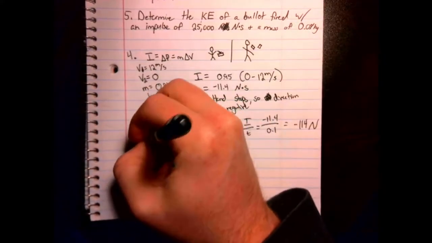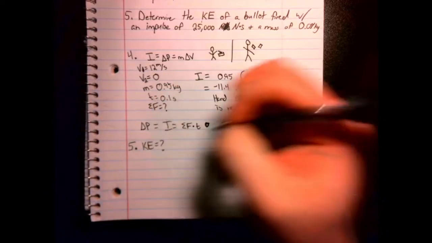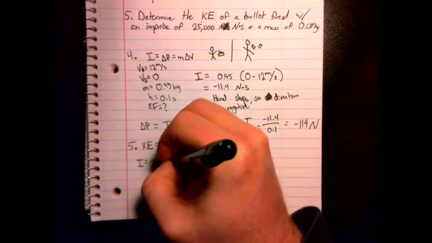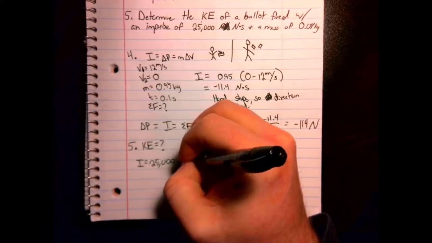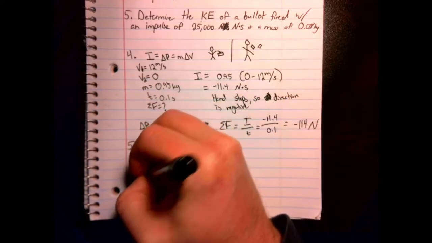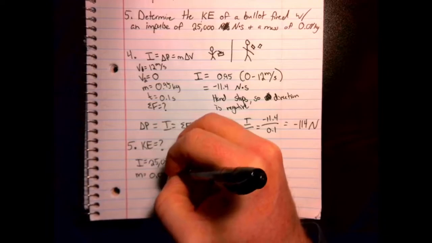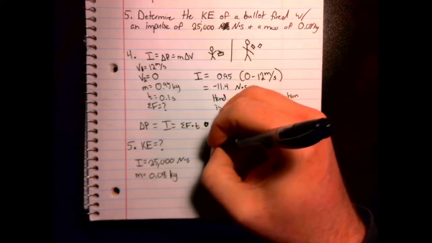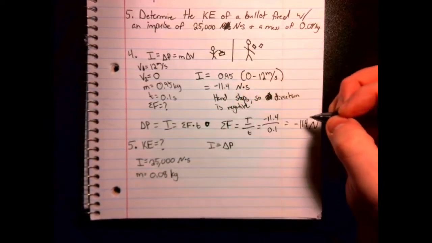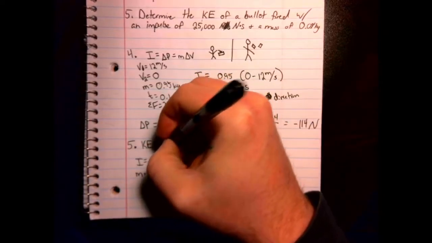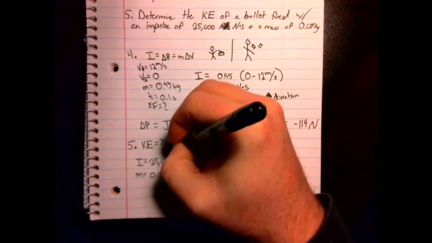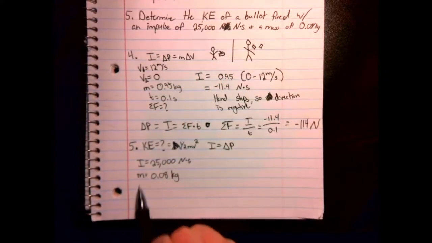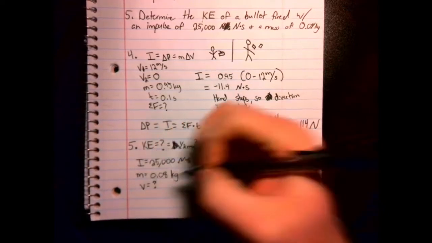So we want to know, what is the KE of a bullet? And we know that the impulse is 25,000 newton-seconds, and we know that the mass is 0.08 kilograms. So now we're going to use that same setup as before. Impulse equals change in momentum, because that's really the only step we go. For kinetic energy, we need 1/2 mv squared. So we need to have a mass, we need to have velocity. We have mass, but we don't have velocity.